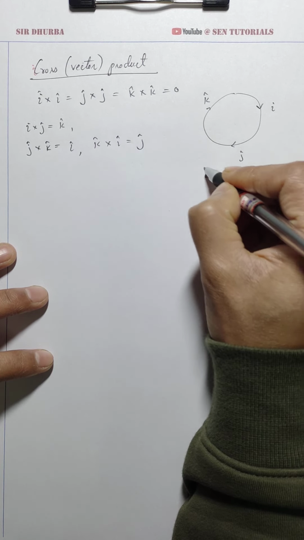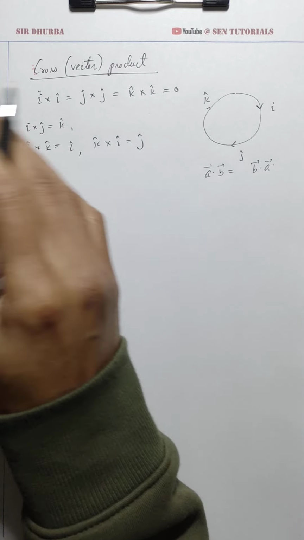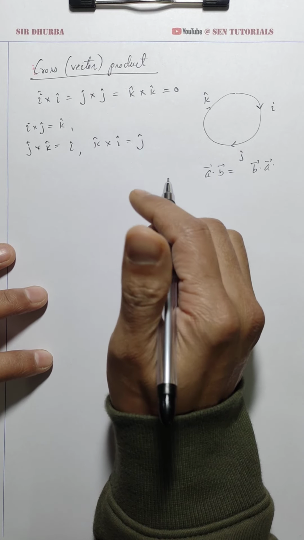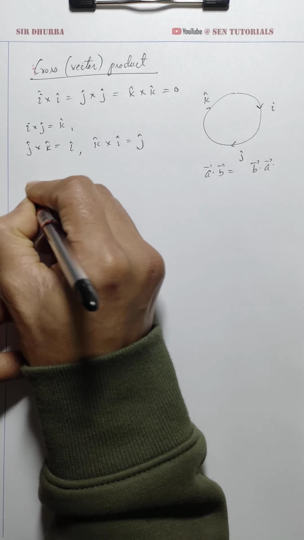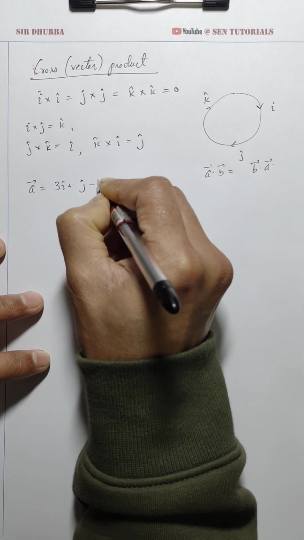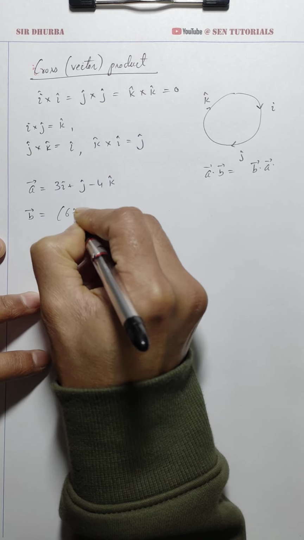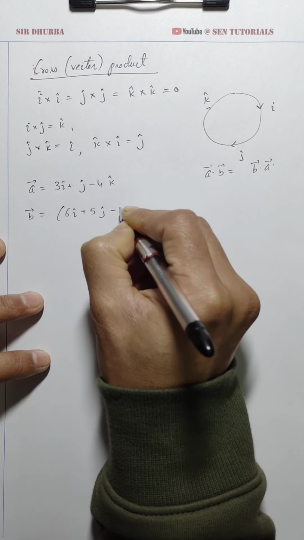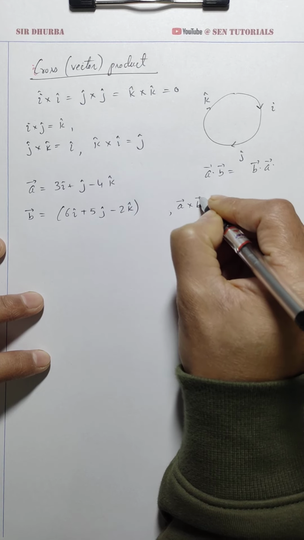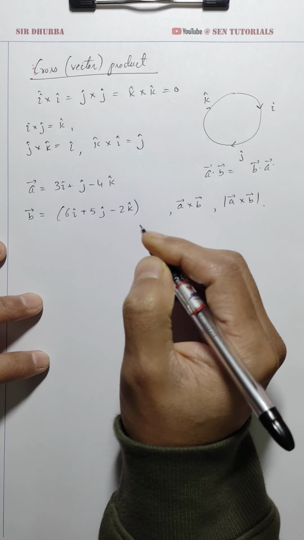Whereas for dot product, a dot b is the same as b dot a, but for cross product, no. The direction changes since the result is a vector, so the value will be negative. Now let's assume two vectors, vector a is 3i plus j minus 4k, and vector b is 6i plus 5j minus 2k. So we will find a cross b, and we will also find the magnitude of a cross b.